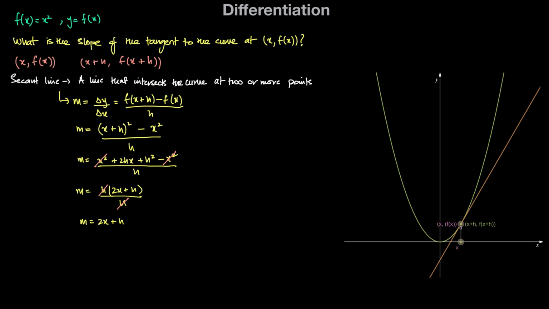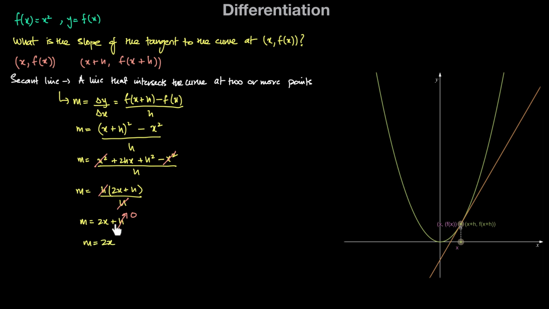So here, we know that 2x plus h is the slope of the secant line. We also saw that as h approaches 0, as this horizontal distance h becomes smaller and smaller, the slope of the secant line approaches the slope of the tangent at the point x comma f of x. So we can say over here that the slope of the tangent is equal to 2x.